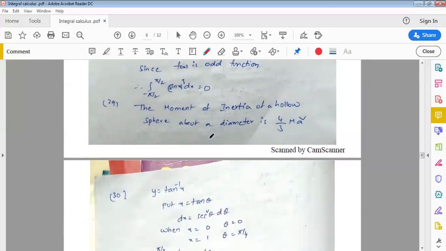Next problem. Here in the given problem, we have to write the formula for the moment of inertia for a hollow sphere about a diameter, that is 4 by 3 m a square.